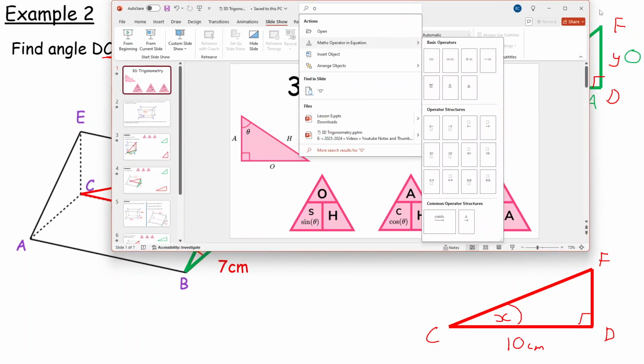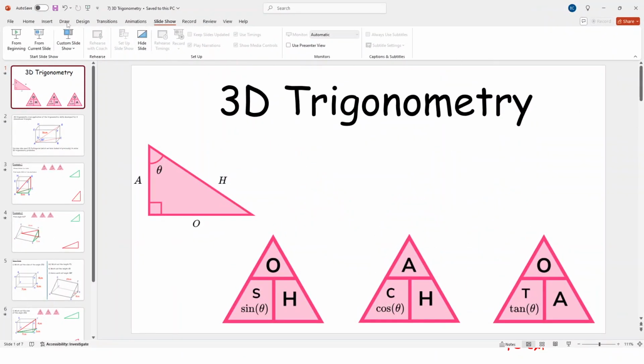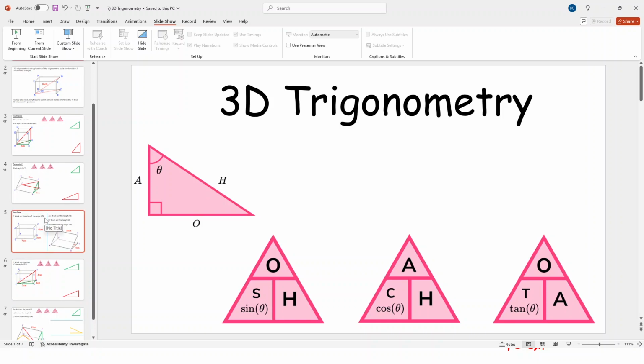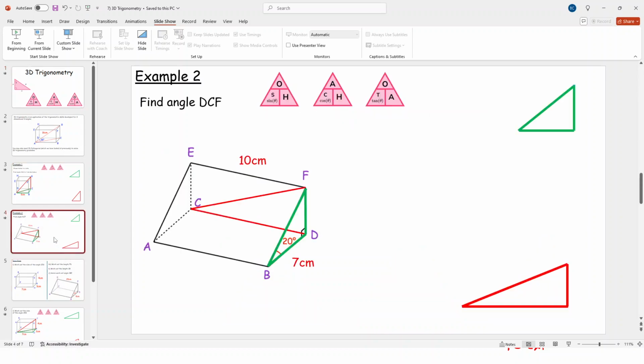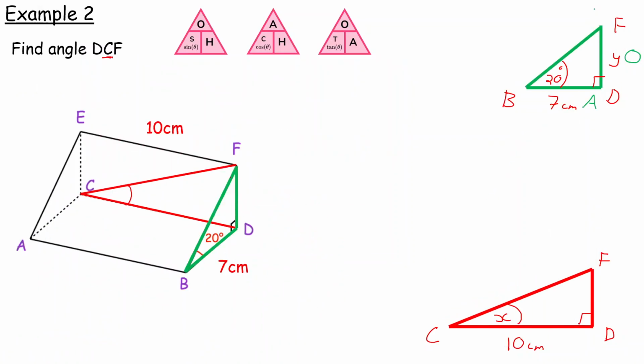So again, I've got O and A, which is going to be... Oh, what's happened there? I've got a bit of an issue. Where was I with this? Sorry, what was going on there? I'm really not too sure.